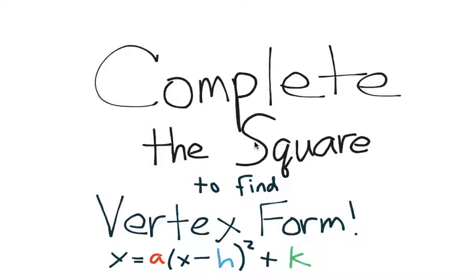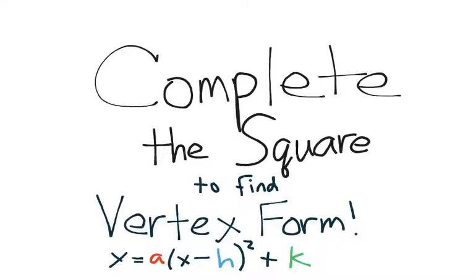So today we're going to be completing the square to find the vertex form of a parabola. The general equation for the vertex form of a parabola is y equals a(x minus h) squared plus k, and I'm just going to go briefly over what each of these color-coded variables stands for, in terms of the general y equals x squared equation.